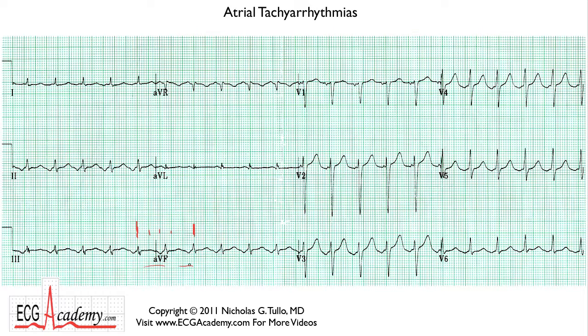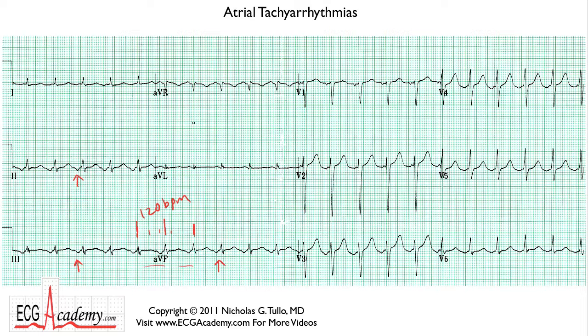So if you count 60 beats per minute for 2 beats, then 1 beat has to be 120 beats per minute. What you should recognize immediately when you look at the P waves in front of each QRS complex is that they're inverted. They're upside down, they're inverted in the inferior leads.